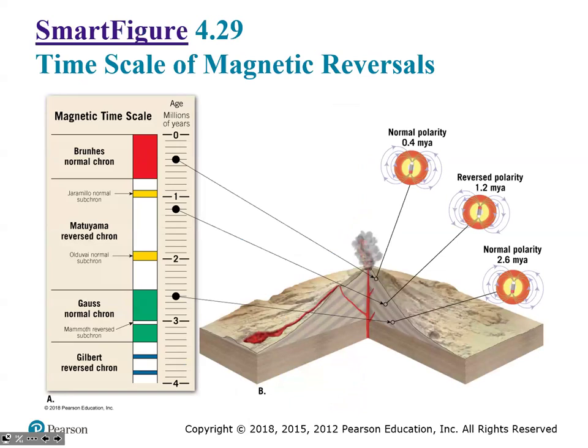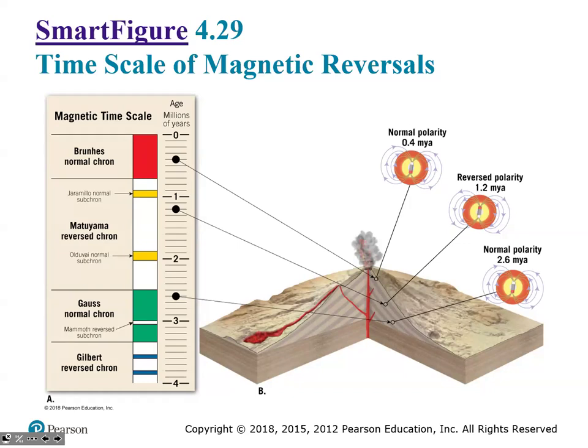So over time, every million years or so, you will have a reversal of the magnetic field of the Earth. It just happens every once in a while. So, at 0.4 million years, it's normal. At 1.2 million years, it's reversed. At 2.6 billion years, it's reversed again. You could have these little bits where it reverses for a little bit.